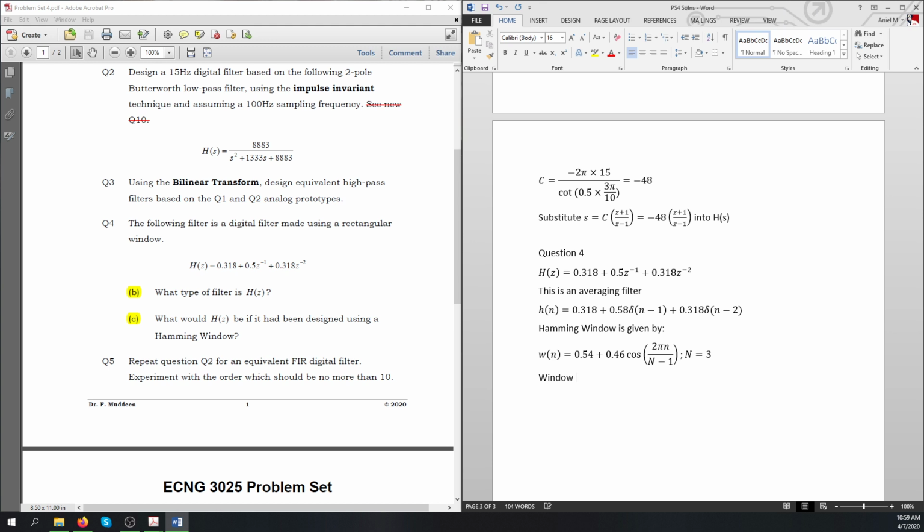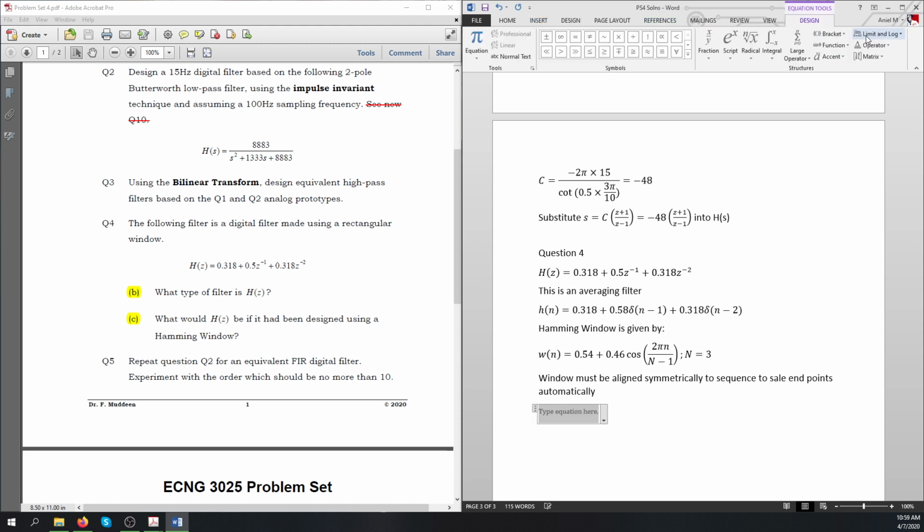Next thing we need to make sure is that the window must be aligned symmetrically to the sequence to scale endpoints automatically. So this means that for n, this will go from -1, then 0, then +1 to accommodate for all 3 values of capital N.